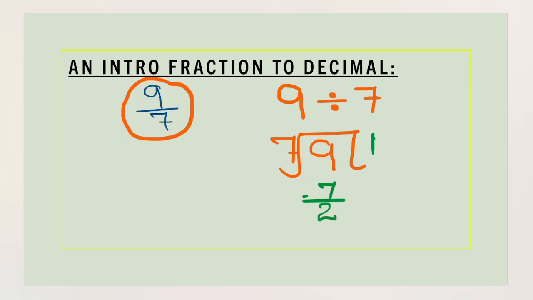Now we cannot do anything with a 2. 7 is definitely greater than 2. You cannot write 7 underneath 2. At this point, we apply a decimal. When you write a decimal, you get a free 0 and this number becomes 20. Now it's not 2 anymore, it's 20. Now in the table of 7, 7 times 2 is 14.